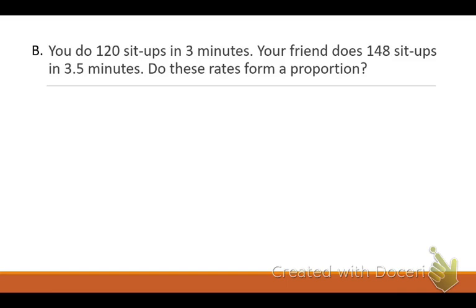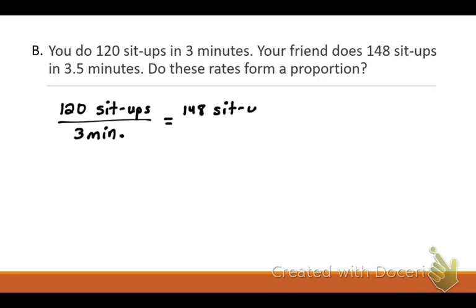All right, for the next problem, you do 120 sit-ups in 3 minutes. Your friend does 148 sit-ups in 3.5 minutes. Do these rates form a proportion? Help me with it, William. What should I write as my first fraction? We should write 120 over 3. 120 sit-ups over 3 what? All right, then what? And then we should write equals 148 sit-ups over 3.5 minutes.